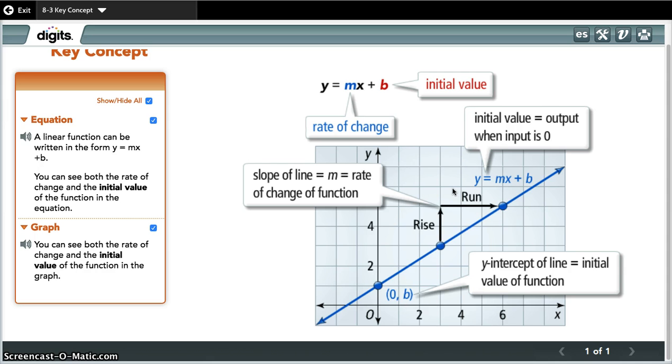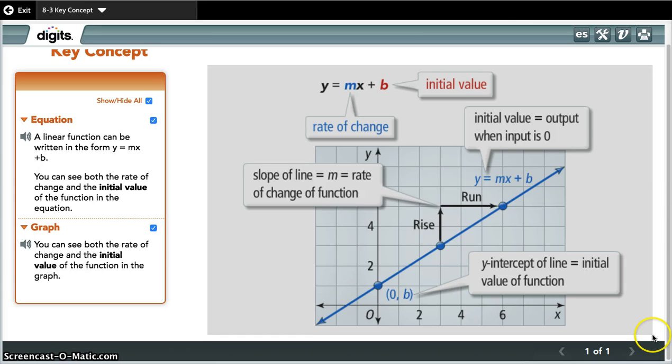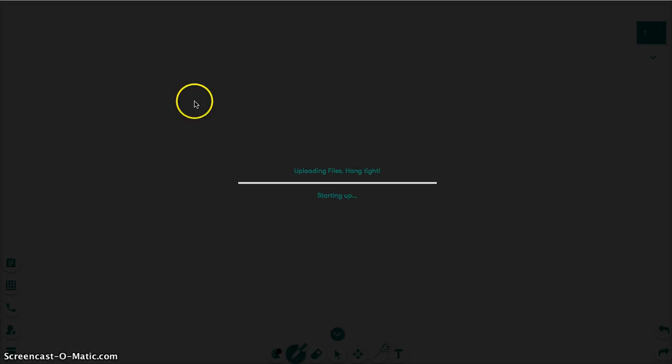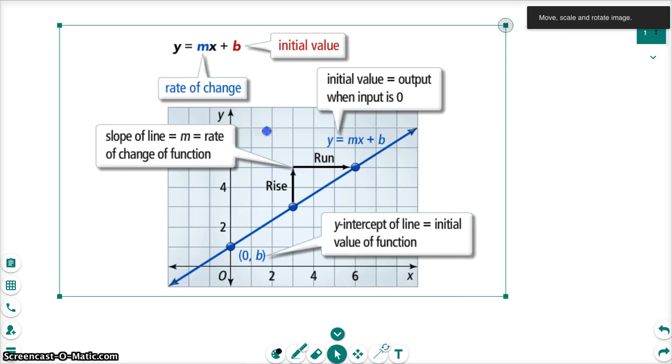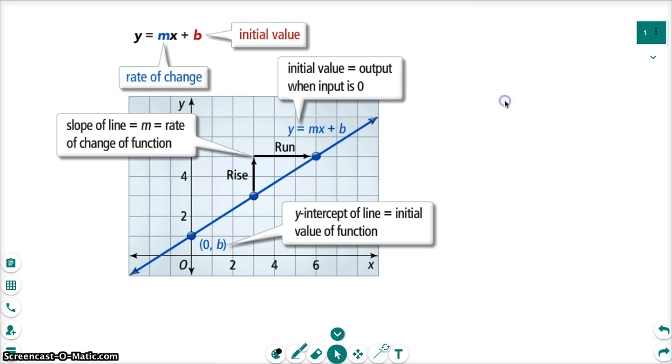So we are going to use this diagram that they have given us, but I'm not going to go through the Pearson lesson per se. I'm going to show you it in a different way. So basically what we're working towards our understanding here is a type of equation that is called slope-intercept form.